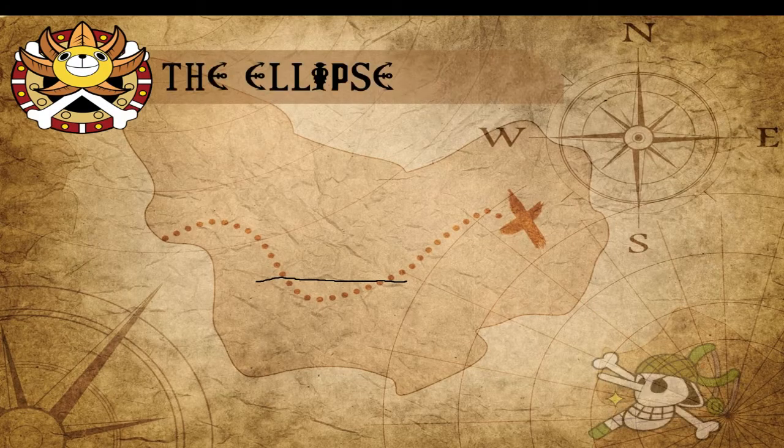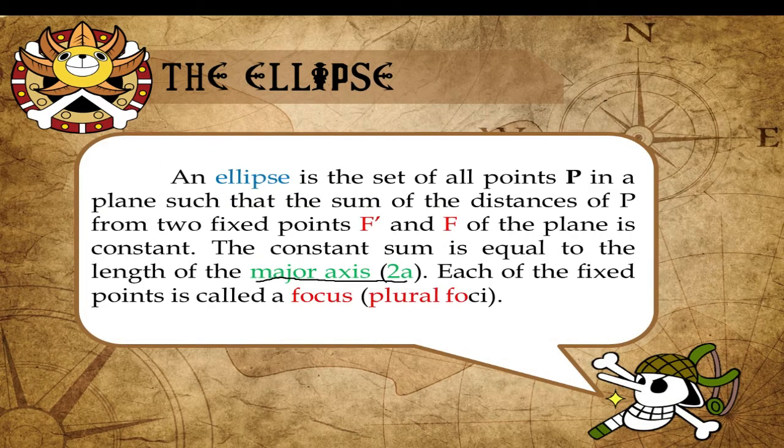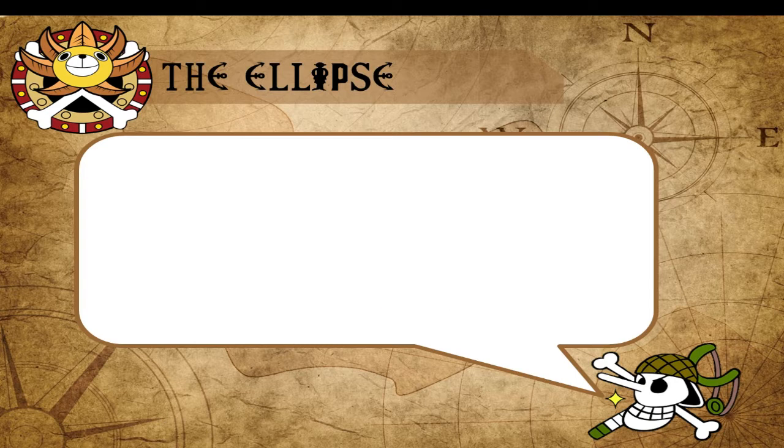In this part, we're going to talk about ellipse. What is an ellipse? An ellipse is a set of all points P in a plane such that the sum of the distance of P from two fixed points F and F' of the plane is constant. The constant sum is equal to the length of the major axis, 2a. Each of the fixed points is called the focus, or in plural, foci.